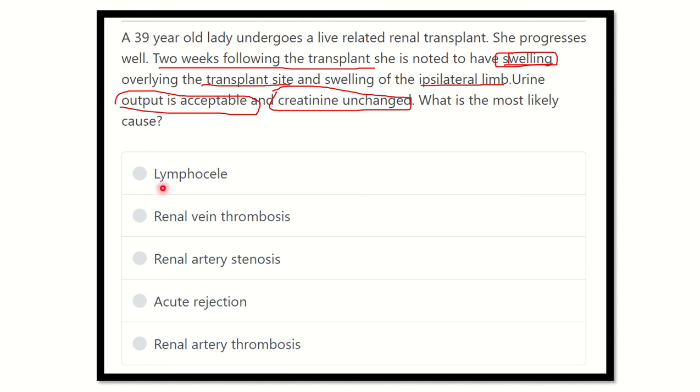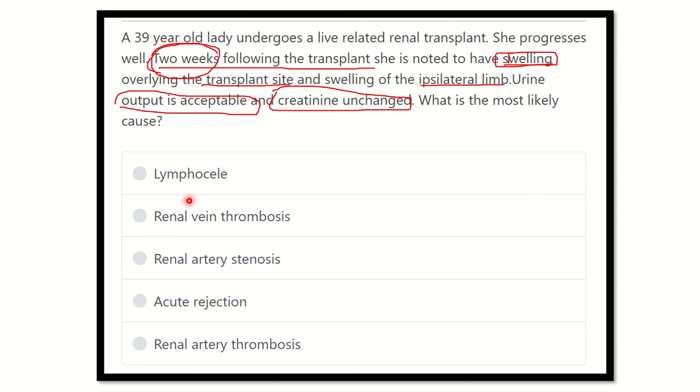So our options are lymphocele or acute rejection. As the time here is 2 weeks, we know acute rejection occurs within the first 6 months. So 2 weeks is within the first 6 months. So here the answer will be acute rejection or lymphocele.